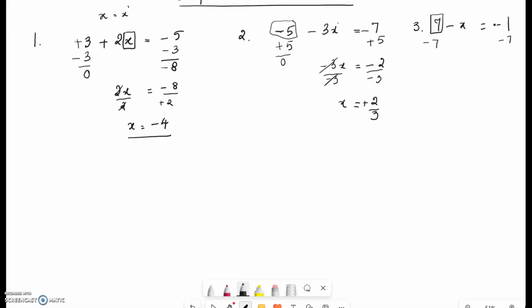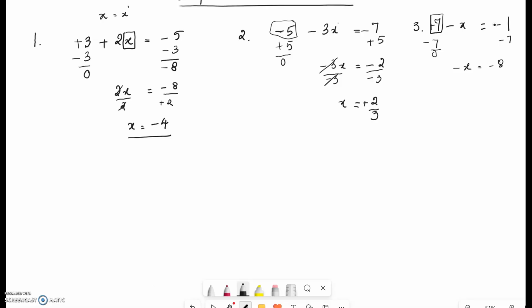But remember why we are subtracting 7. The whole idea is to get x by itself. So the next step, the 7's cancel each other out because positive 7 plus negative 7 is 0. And then we have negative x equals negative 8. Because both are negative, we have negative 7 plus 1, negative 8.